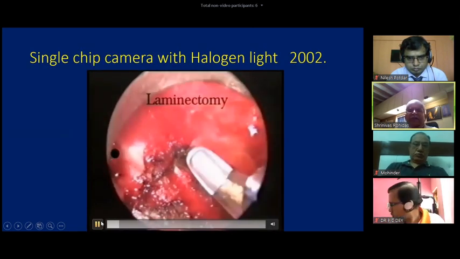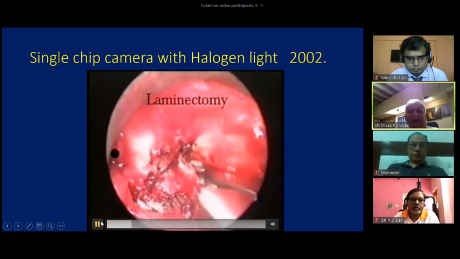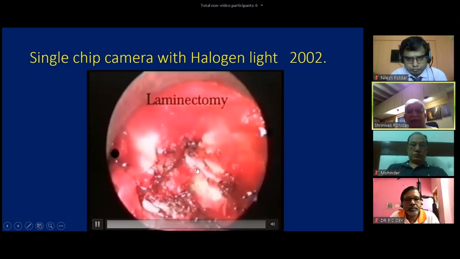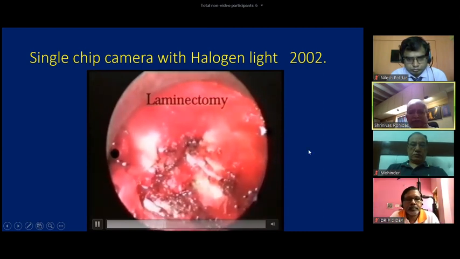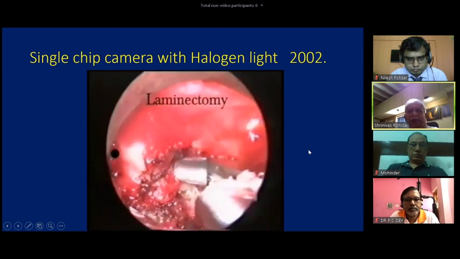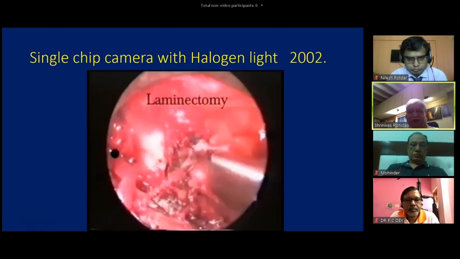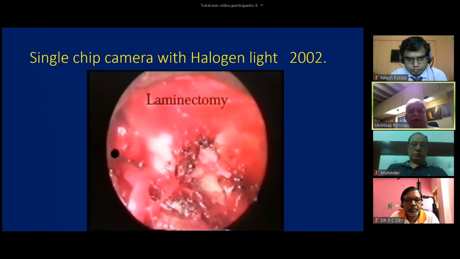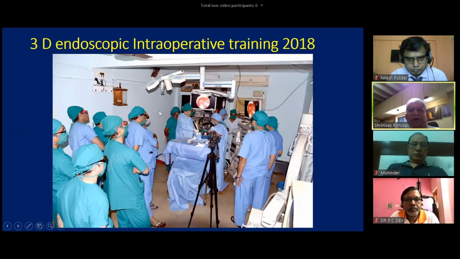This was the vision at that time with a single chip camera. You cannot appreciate the lamina and other thing, but still we were happy at that time because of the patient's appreciation of less pain in post-operative period. Nowadays we use 3D endoscope, same technique. The visualization with the camera and endoscope has changed, but the technique has remained the same.